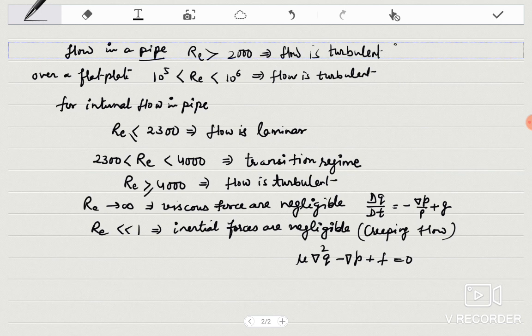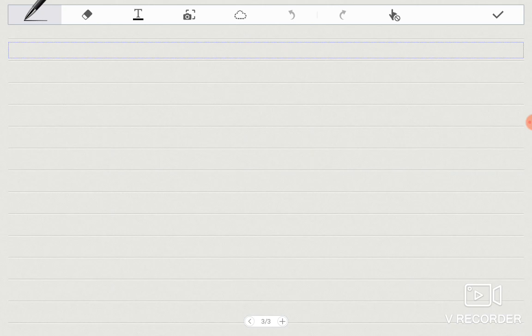Similarly, there are so many non-dimensional numbers which may be introduced in flow problems according to their characteristics. For example, we come to another number which is known as the Froude number. This Froude number is written as Fr, and this is defined as inertia force to gravity force.